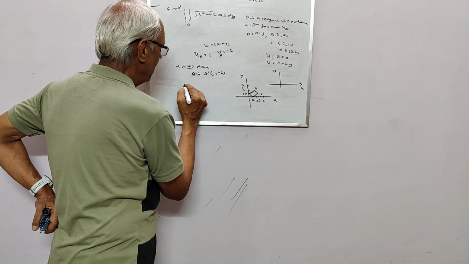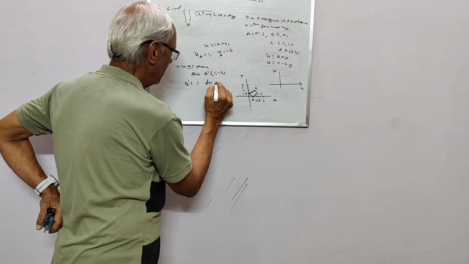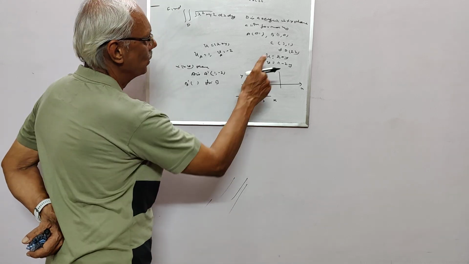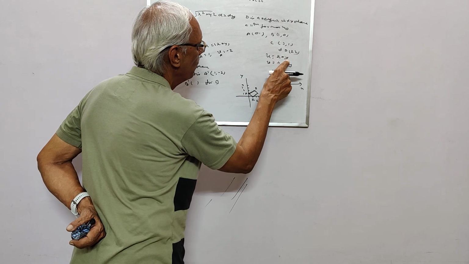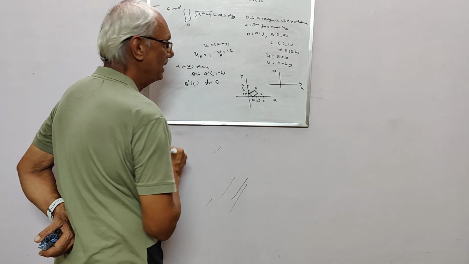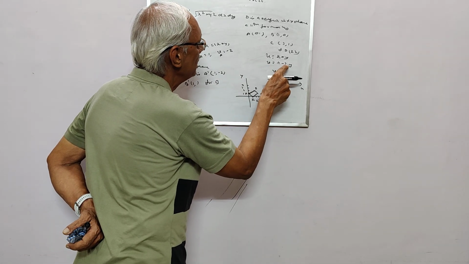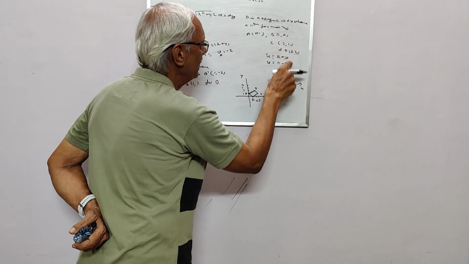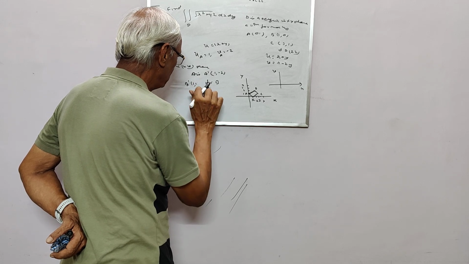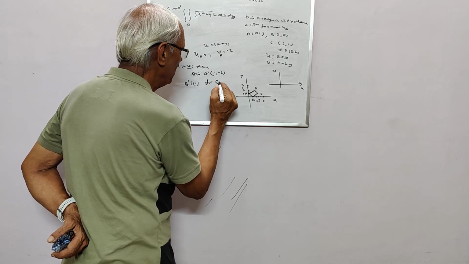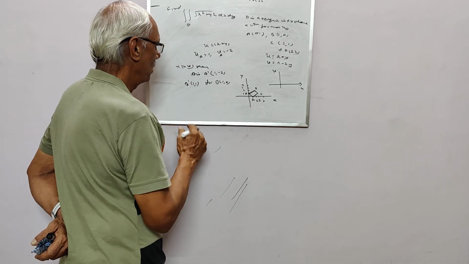Likewise, I will write B dash for B. What is your B dash here? B is 1 0. So your U coordinate will be, put X is equal to 1, Y is equal to 0, so U value is 1 here. Coming to V, X is 1 and Y is 0, so again it is 1. So when B is 1 0, B dash is 1 1.